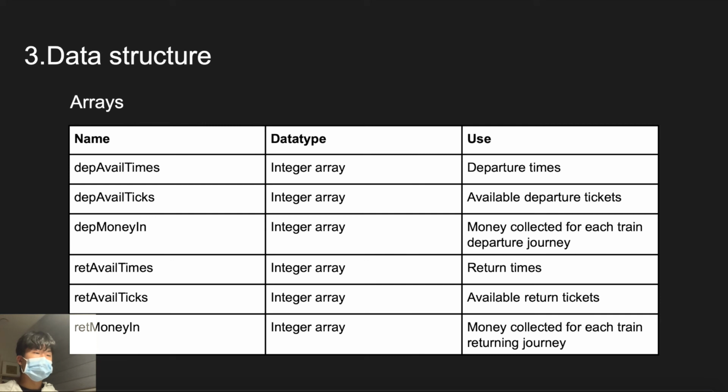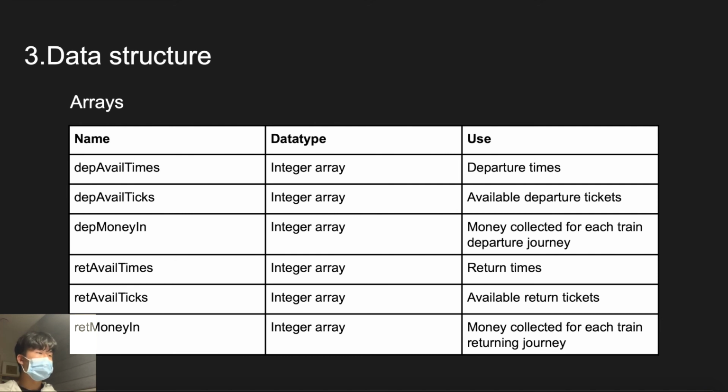And for uses, I'll not explain again because I just explained it when I was explaining the code. So these are the data structures used, and the question might ask the name of a data structure that is used, what type it is, and why did you use that data structure. So you could answer: the integer array of departure avail times is used to store the departure times for the trains.